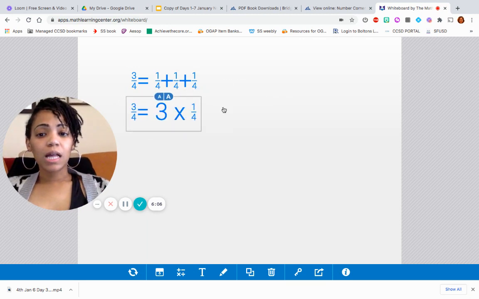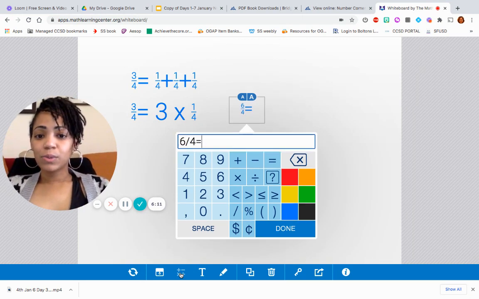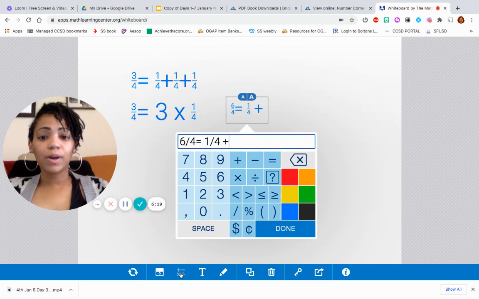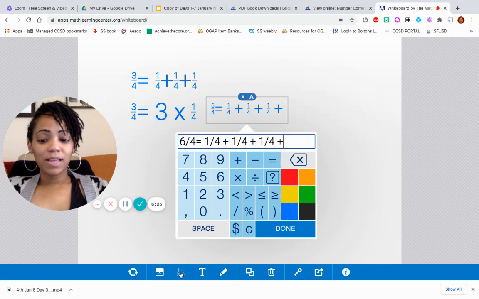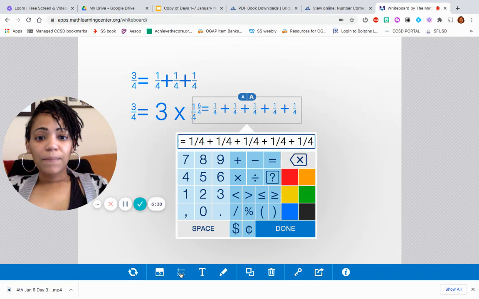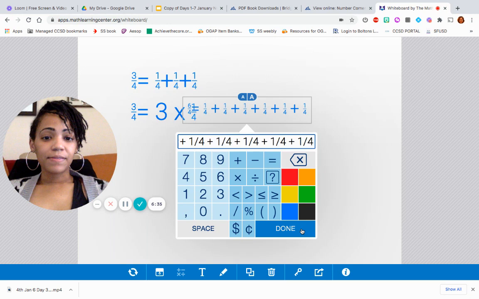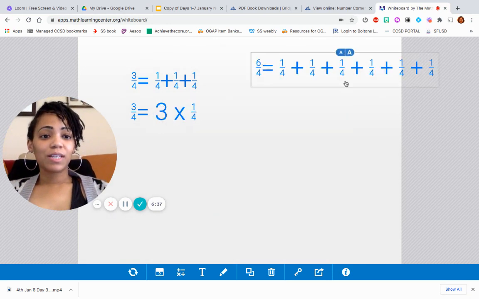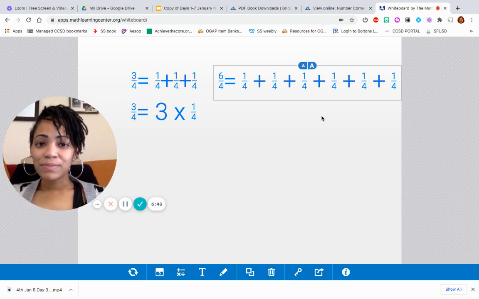If I use this knowledge of 3/4, how can I write an equation for 6/4? Right, it's 6 1/4 pieces, so it's 1/4 plus 1/4 plus 1/4 plus 1/4 plus 1/4 plus 1/4. So we have 6 1/4, which is going to give us 6/4. Good. Can anybody think of another equation?